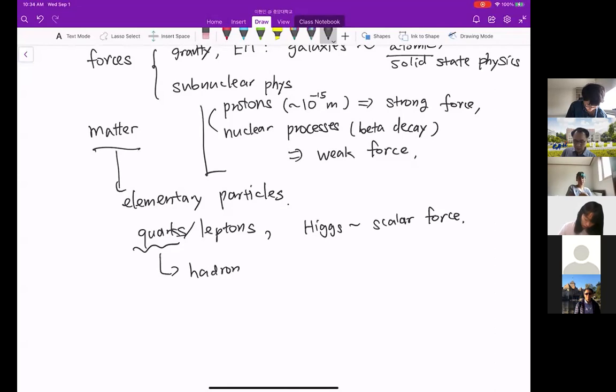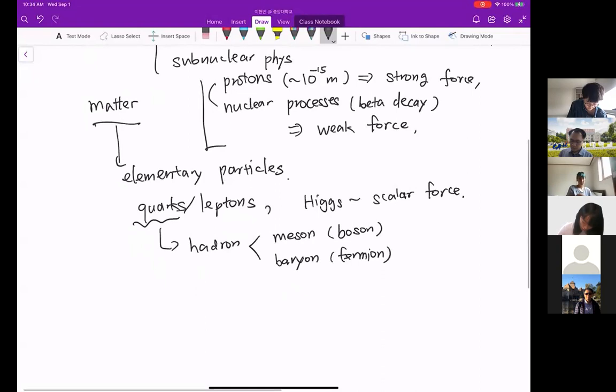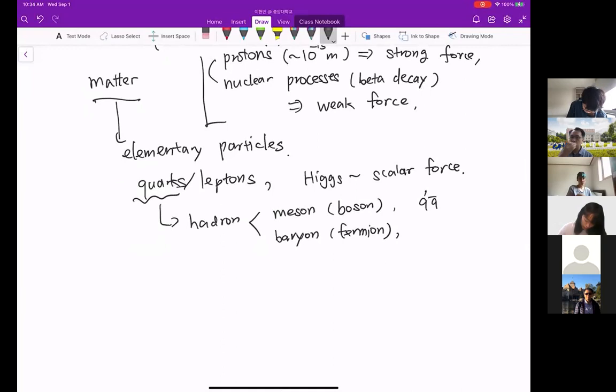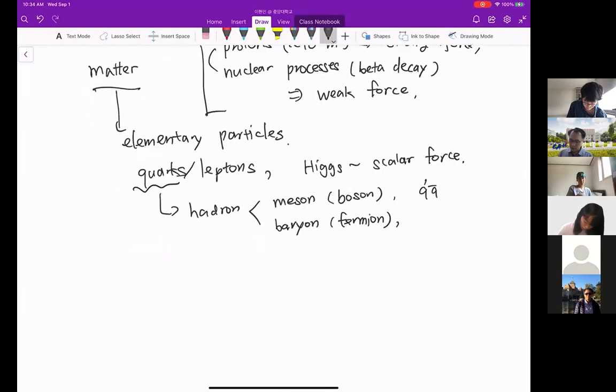Quarks do not exist individually. We know quarks make hadrons, meson and baryon. The meson is a boson and the baryon is a fermion. The meson is the bound state of a quark and anti-quark pair, Q prime Q bar. Q and Q prime don't have to be the same. They can be different. The baryon is composed of three quarks, Q, Q prime, Q double prime, and is color neutral. We are going to discuss what the colors are.